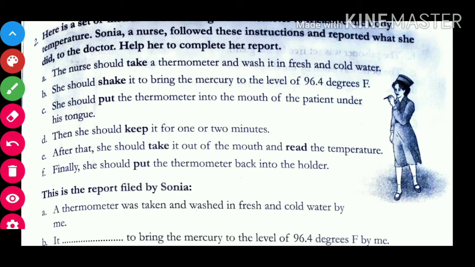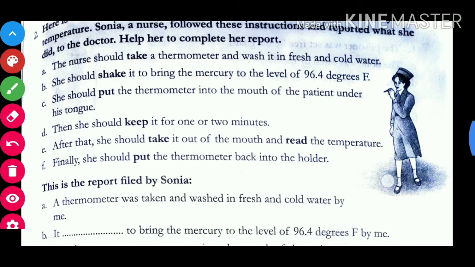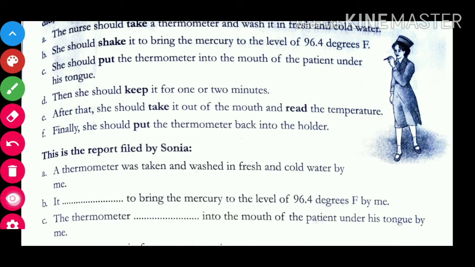The first sentence is, the nurse should take a thermometer and wash it in fresh and cold water. So over here you can see the blanks. The first one कैसे change हुआ? The nurse, यहाँ पे जो the nurse था वो यहाँ पे by me हो गया. क्यों?